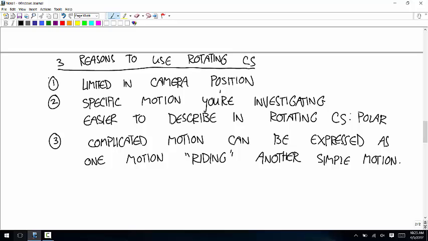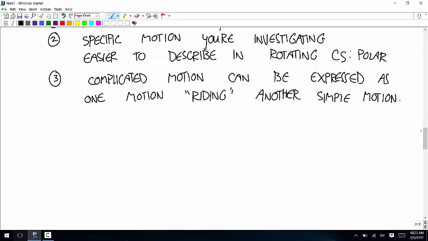The examples that we did with the astronaut fall under the category of number 1. I just specified where the camera was, and we were limited to what that camera sees. So now we're going on to this one, and we're going to talk about polar coordinates.